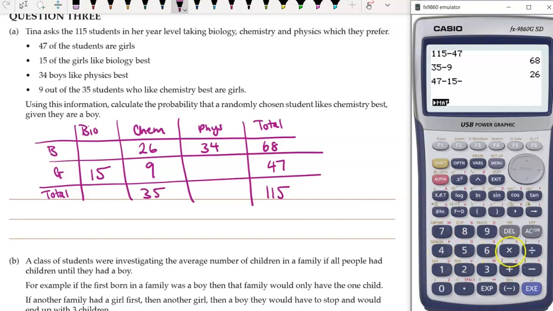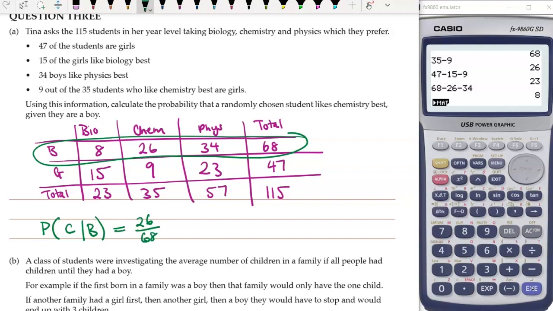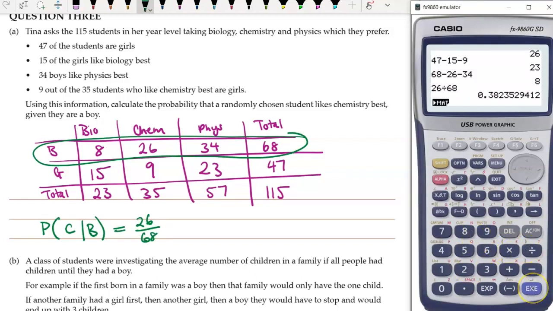47 minus 15 minus 9 gives us a 23 in this gap. 68, take off 26 and 34, leaves 8 there, makes that total 23, and this final total 57. Okay, so now let's do the probability that we've been asked for. So likes chemistry best given that they're a boy, so we're only looking at the boy line because that's the condition we're applying, and liking chemistry best is 26 out of 68. Or if you prefer decimals, it's 0.3824.